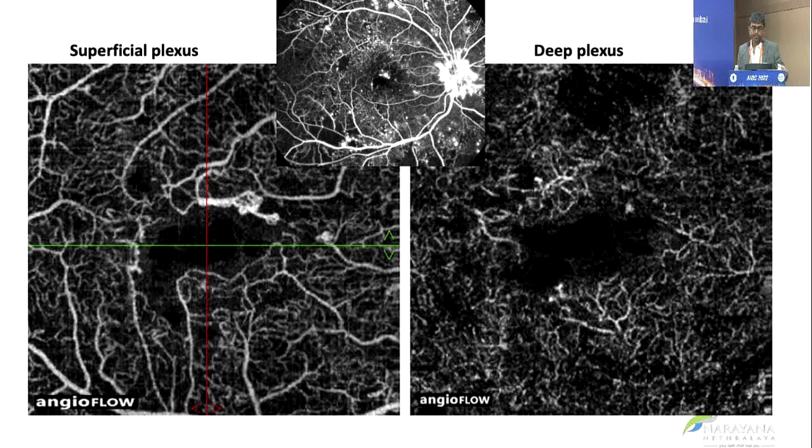When you compare it with an FA, this is an SCP and this is the DCP. These are all 3x3 scans, which I have used because of the high resolution. You can see this vascular dilatation and tortuosity. You can see the FAZ break and the macular ischemia here, and these changes, when comparable to FA, are most seen in SCP, but DCP is the main area where things really happen.